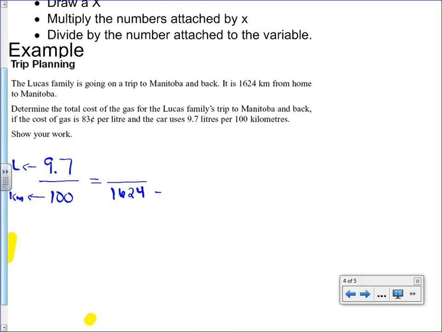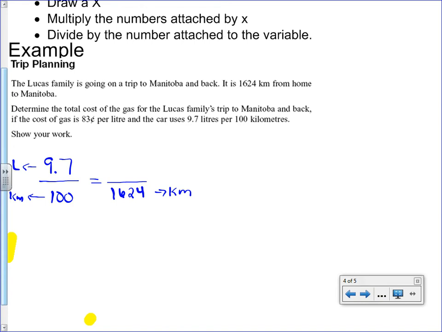1,624, that's the kilometers that they gave me. So if that's the kilometers, do I know how many liters it takes to travel 1,624 kilometers, Lucas? No. So what would I put on the top there? 83? I'm not going to put 83. 0.83 is talking about what? The cost, right? What's this number talking about?